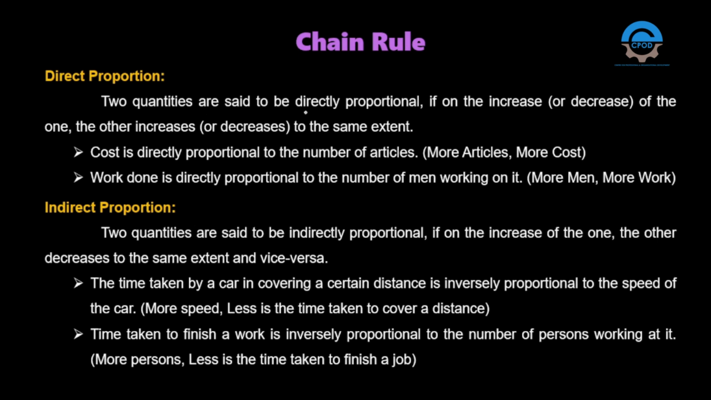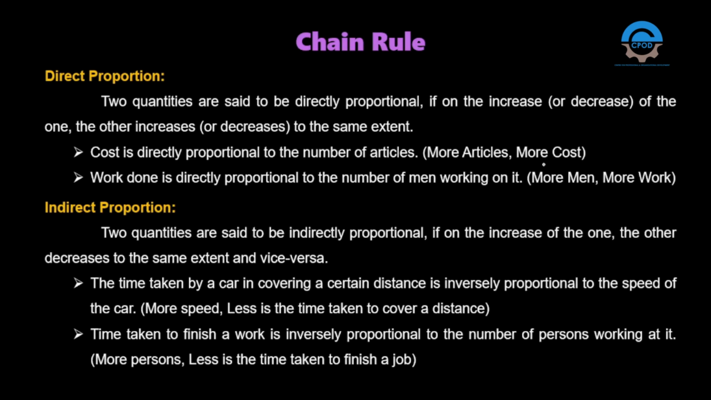Two quantities are said to be directly proportional if on the increase or decrease of the one, the other increases or decreases to the same extent. For example, cost is directly proportional to the number of articles. If you want more articles, we should pay more cost. On the other hand, work done is directly proportional to the number of men working on it. So more manpower, we can get more work done.